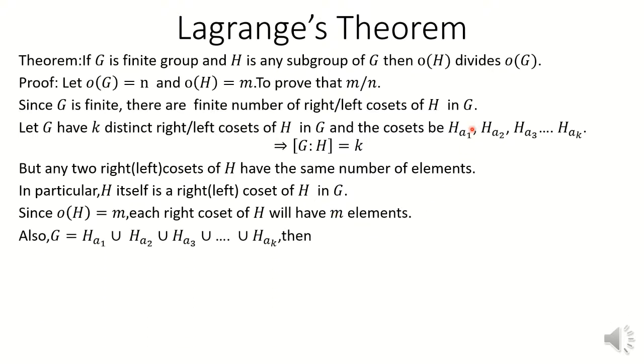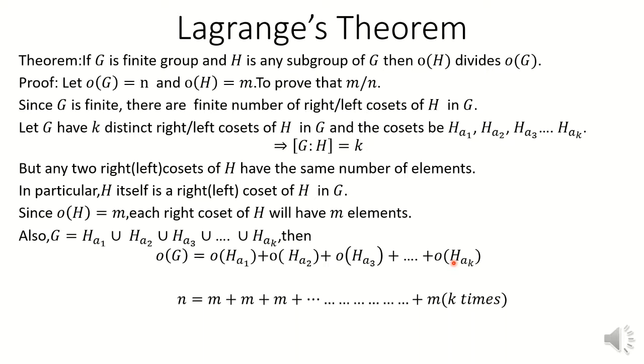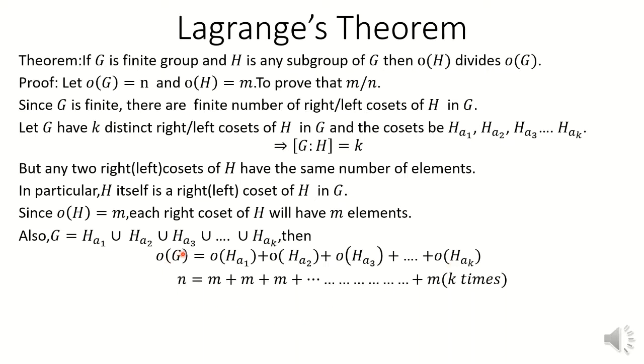And moreover, the union of all those cosets will be equal to G, the main group G. And order of G is equal to the sum of the orders of all those right cosets. That is, order of Ha1 plus order of Ha2 plus and so on, order of Hak. Order of G is equal to n, and order of each and every right coset is equal to m. So m plus m plus m and so on, k times m. Therefore, we have n is equal to km.